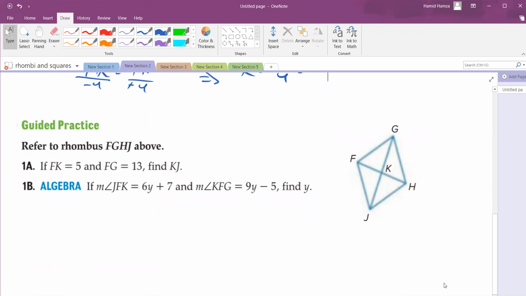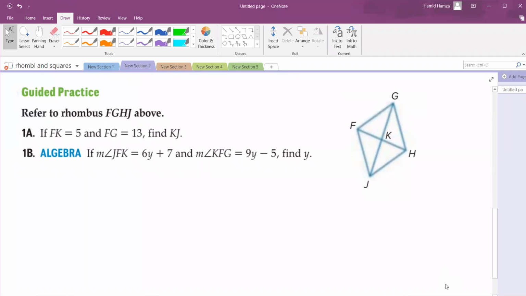Also, we are still in the same shape. FK, I want one of you to solve this one. FK equals 5, this line. And FG equals 13. FG, this one. So this is 5, 13. And we wanted to know KG, this line.